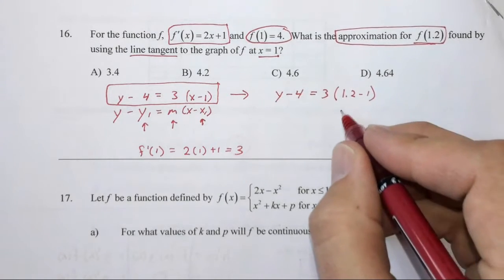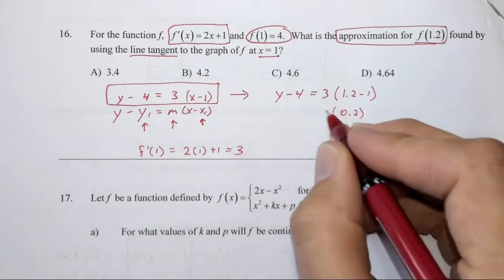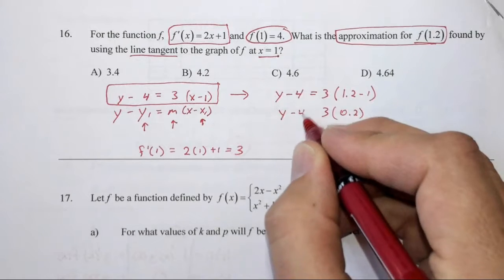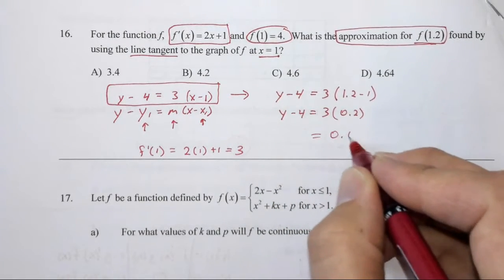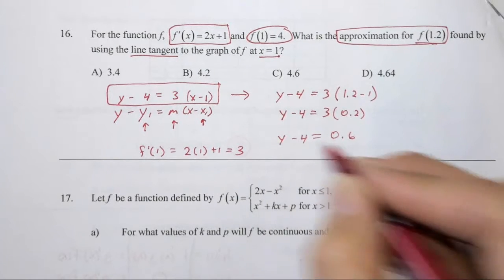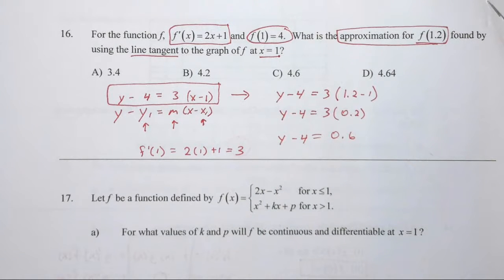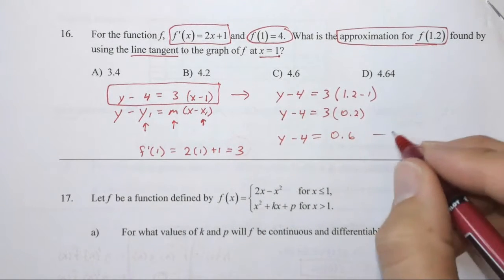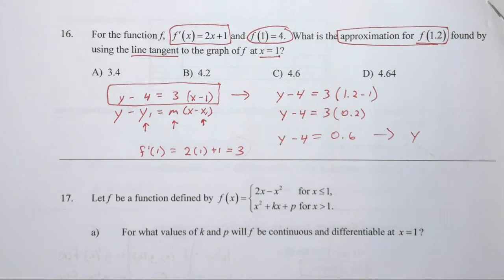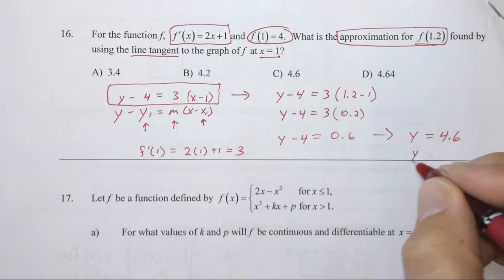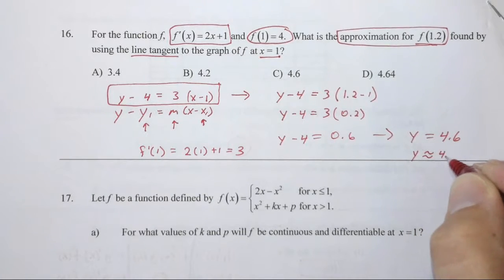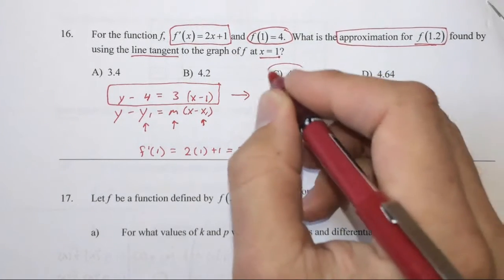1.2 minus 1 is 0.2. So we can simplify that. 3 times 0.2 is 0.6. So we have y minus 4 is equal to 0.6. And you can see where we're heading here. We're going to get y all by itself by adding 4 to both sides. So y is, I wrote equals 4.6, but really y is approximately 4.6. And we can see that is answer C.